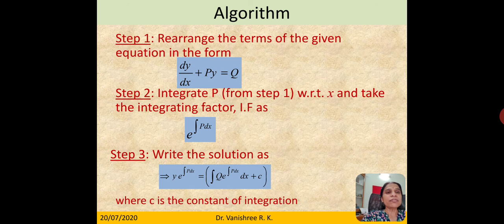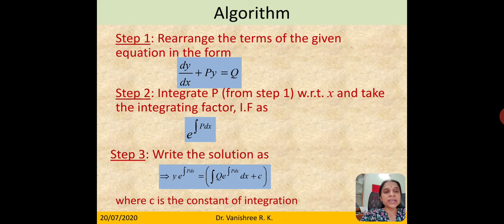So what did we do in this procedure of finding the solution? We can summarize that in the form of an algorithm, which is nothing but the step-by-step process to get the solution of the given differential equation. What did we do first? We first have to see to it that the given equation is in the form dy by dx plus py is equal to q. Only then the process of multiplying throughout by m of x and then rearranging it in the form d by dx of y mx will happen.